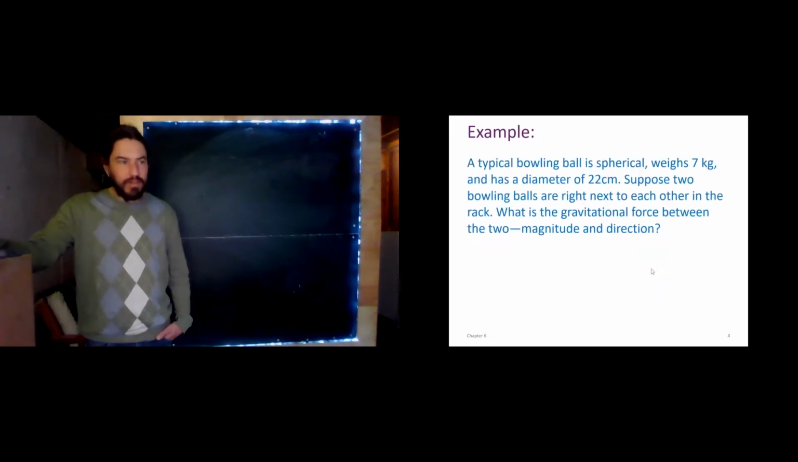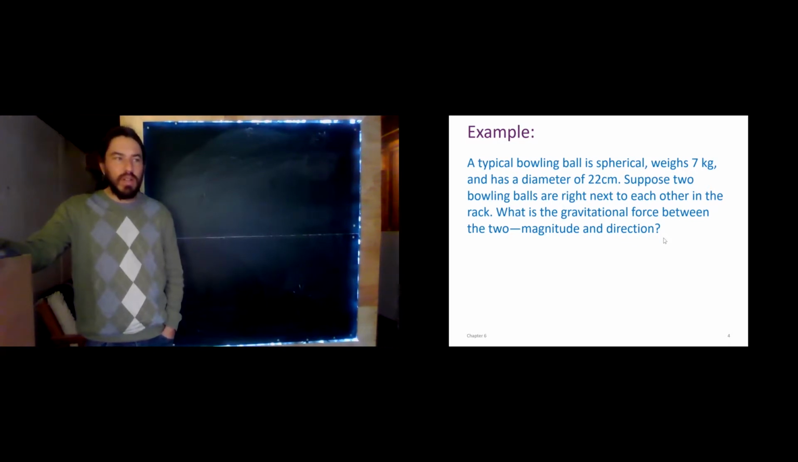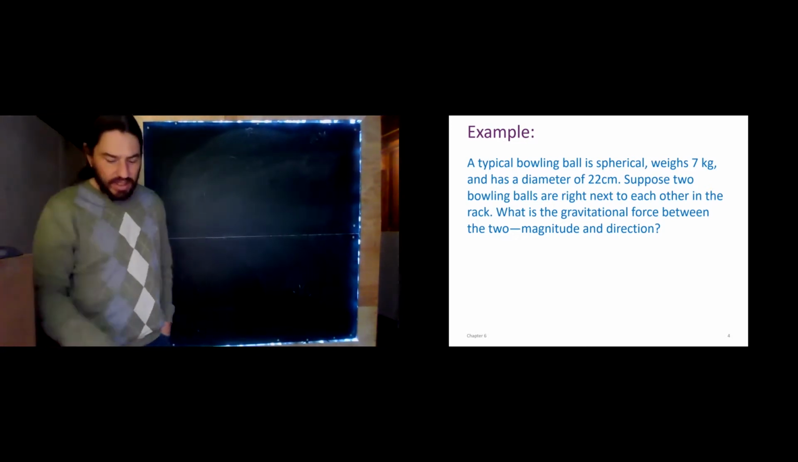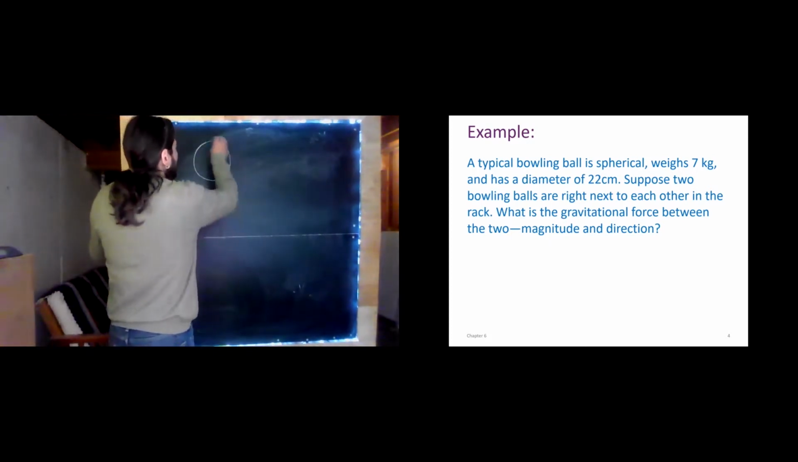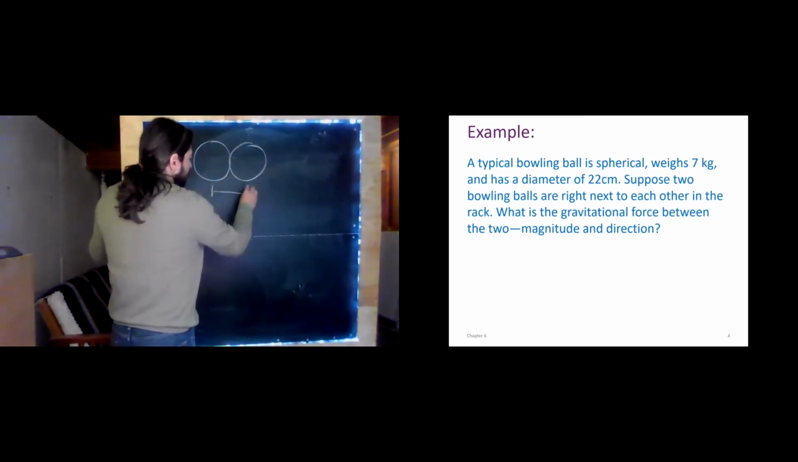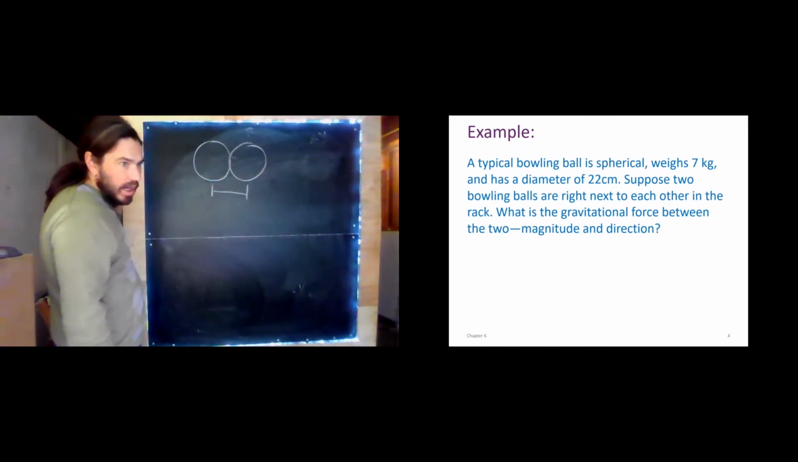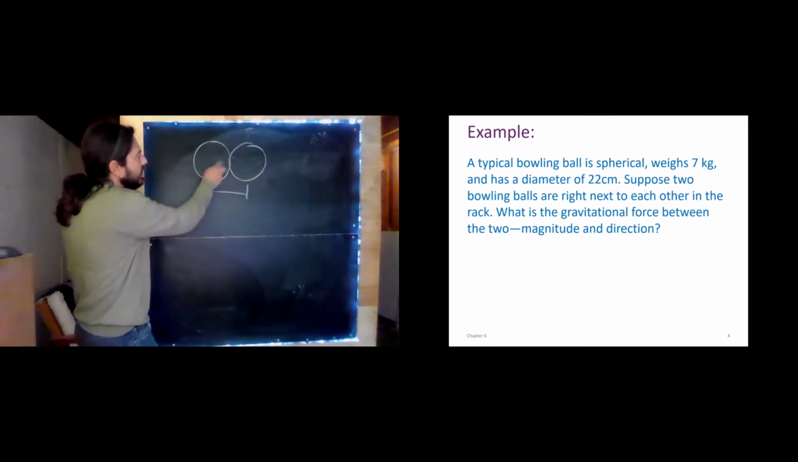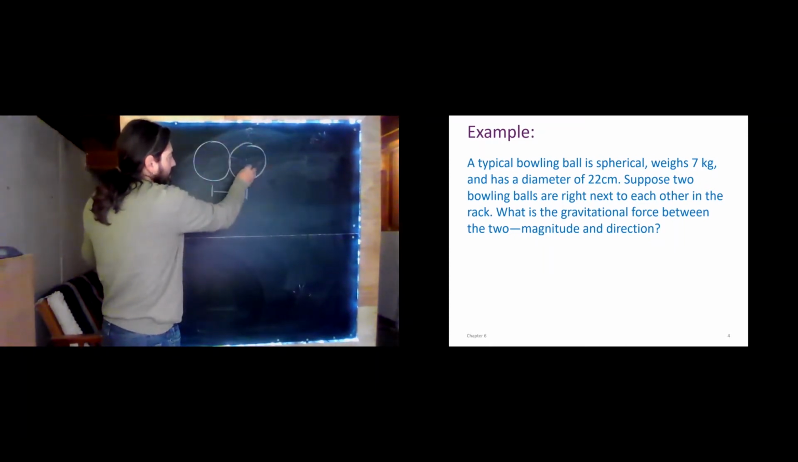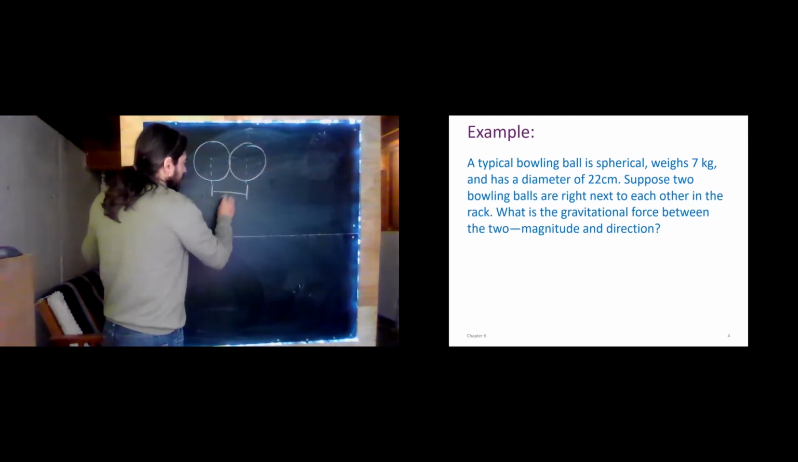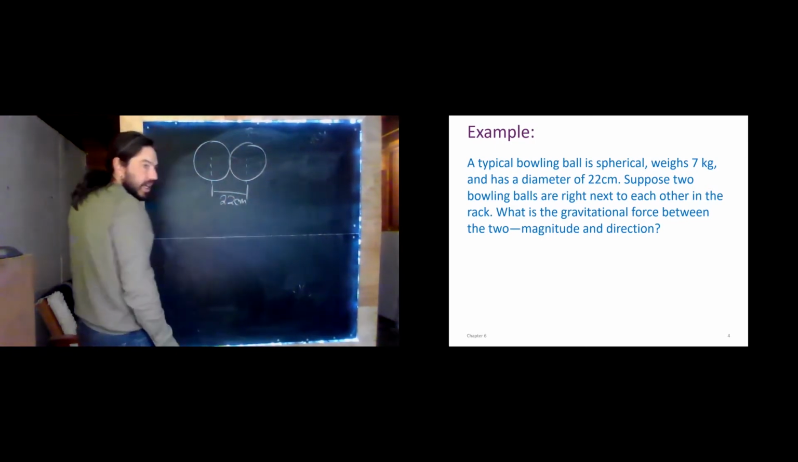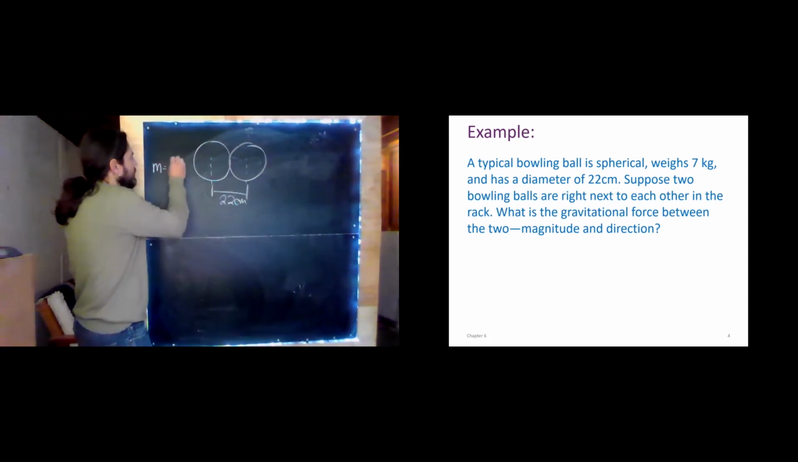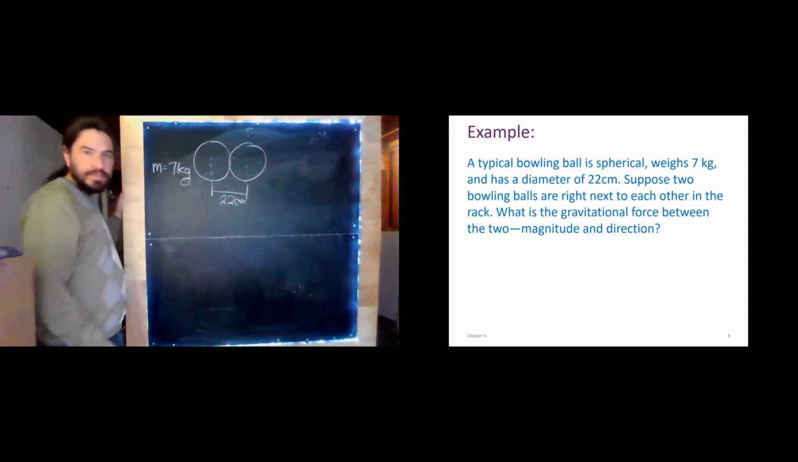Okay, let's apply this. A typical bowling ball is spherical, weighs 7 kilograms, and has a diameter of 22 centimeters. Suppose two bowling balls are right next to each other in the rack. What is the gravitational force between the two? Magnitude and direction. Okay, so here are my two bowling balls. Each has a diameter of 22 centimeters, and if they're right next to each other, then this distance here is one diameter. So this is 22 centimeters, and it tells us that the mass is 7 kilograms.